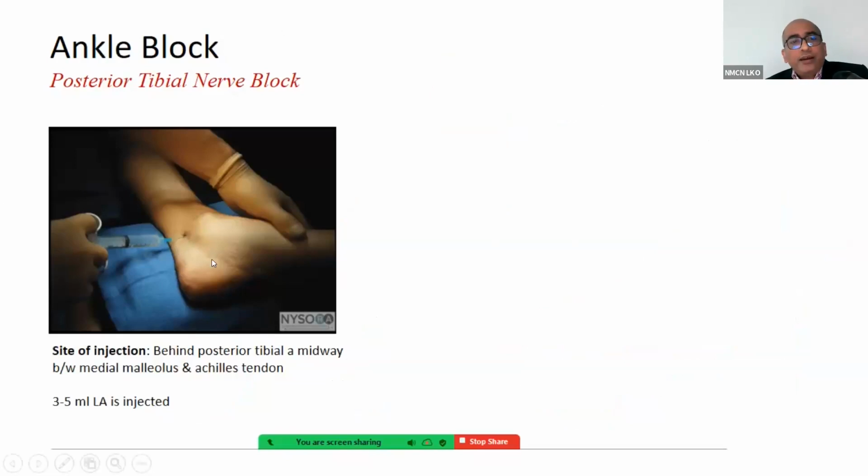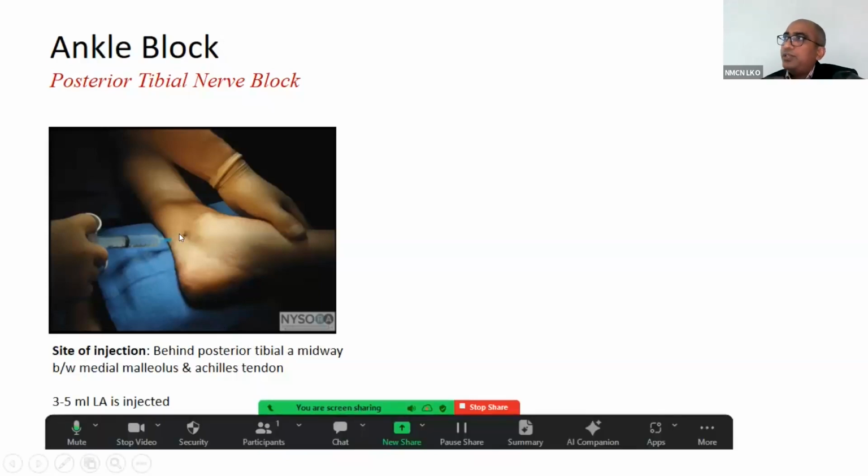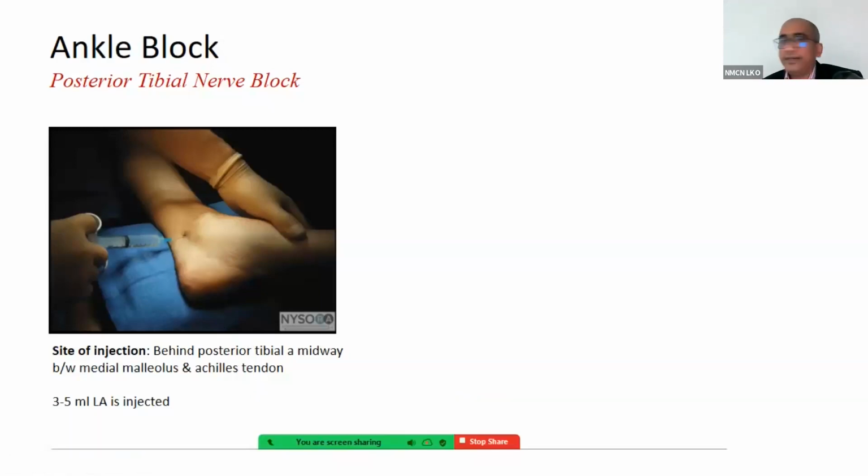Here, the needle is entered and we inject 5 ml of the local anesthetic, and another usual landmark is the posterior tibial artery, because our nerve lies behind the posterior tibial artery. So the point of entry is midway, and we also feel the sensation of the artery, and behind the artery sensation, we inject the local anesthetic.